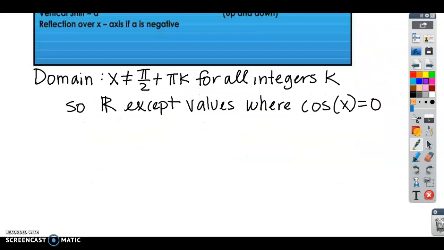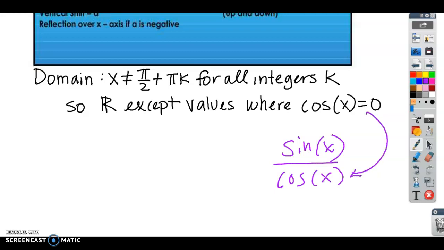But the domain is important. So if you don't have this written in your notes, and I don't think you do, go ahead and write this down. The domain is x can't be pi over 2 plus pi k, and I'll explain that, for all integers k. So all the real numbers except for the values where the cosine of x is in the denominator. The cosine of x can't be 0 because the tangent is the sine over the cosine. And when you have the cosine equal to 0 in the denominator, you're going to have an undefined tangent, and that's where you're going to have an asymptote.